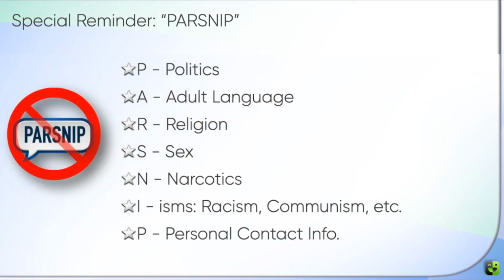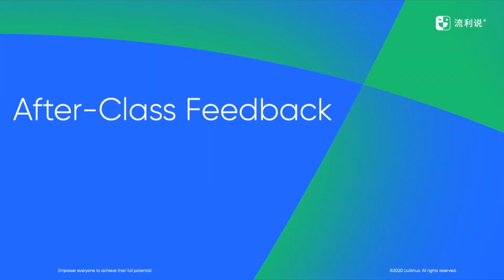And of course, there are topics that we want to avoid in our online lessons. Remember the keyword parsnip. Let's avoid politics. Let's not use adult language. Talk about religion or sex or narcotics. And avoid the isms like racism and communism and sexism. And never exchange personal contact information with the students.